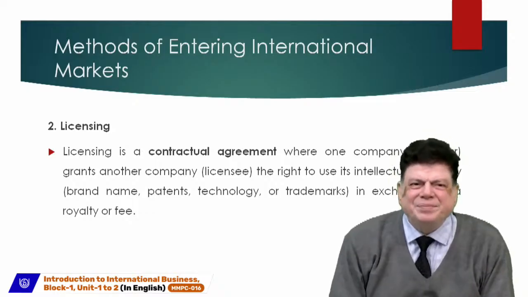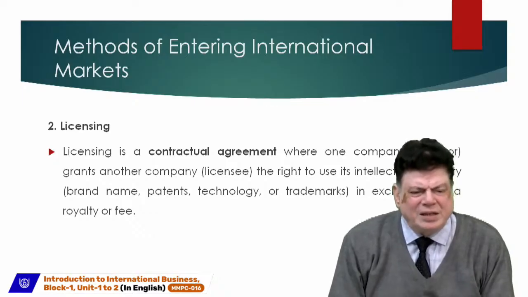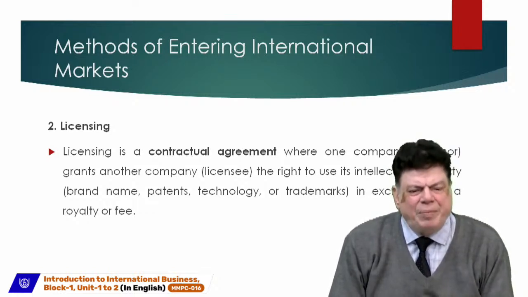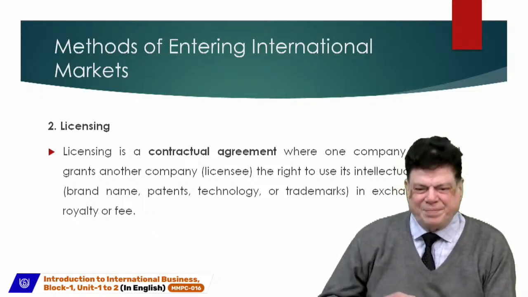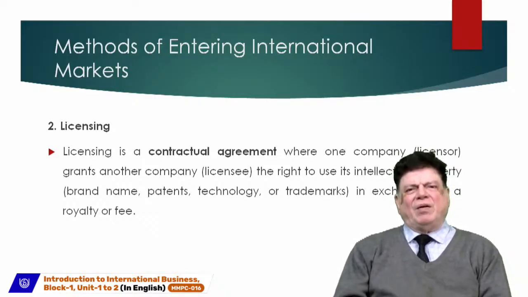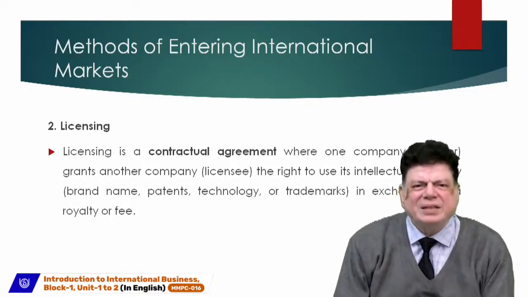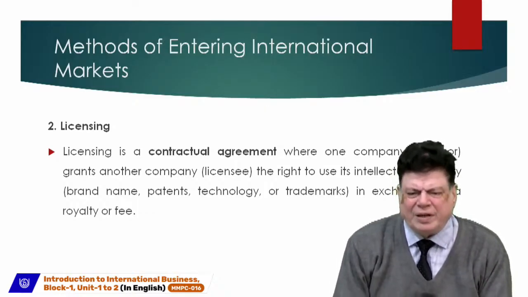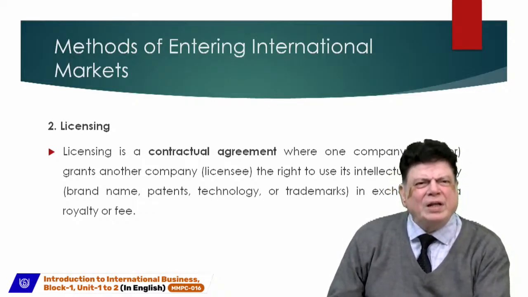Next is licensing. Licensing is a contractual agreement where one company, the licensor, grants another company, the licensee, the right to use its intellectual property, brand name, patents, technology or trademarks in exchange for a royalty or fee. It will charge some fee. You call that royalty also.